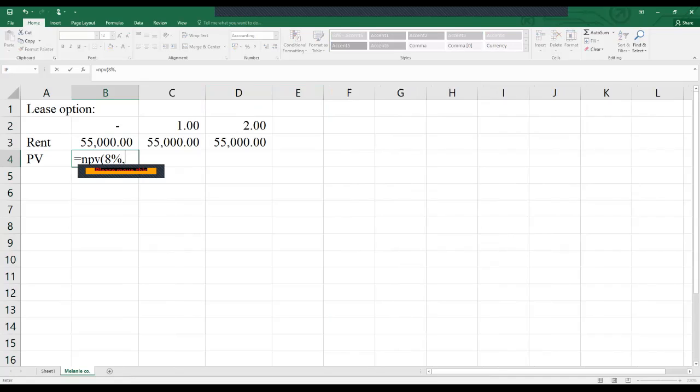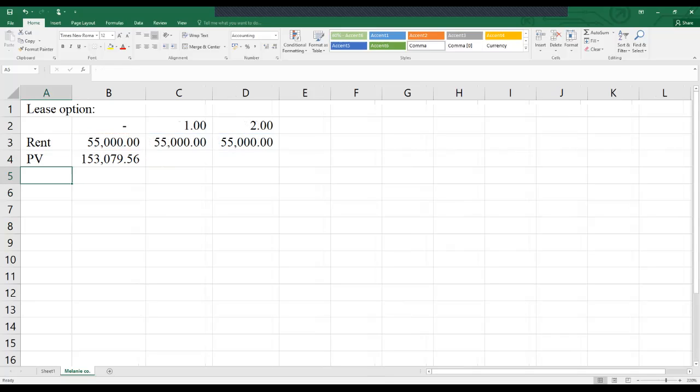You define the cash flow from year 1, plus the present value. Don't forget year 0 is already in present value terms, so you don't need to discount it. And you get therefore 150,000, the sum of the present value of cash flows if you do the lease rent option.